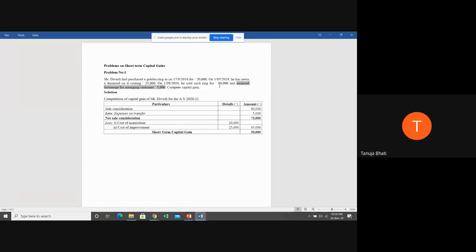So students, only four terms you need to identify in any problem. What is the sales consideration? What is the expenses on transfer? What is the cost of acquisition? What is the cost of improvement?